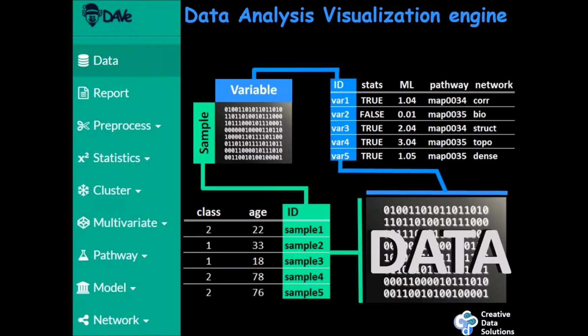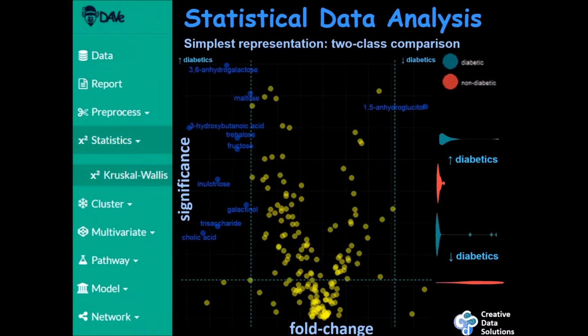I've been working on a software called DAVE, which stands for Data Analysis Visualization Engine. You can do things like conduct a statistical analysis. Probably the simplest representation of statistical analyses would be a two-class comparison. And I would argue that pretty much any complicated analysis can be reduced simply, and often is, to a two-class or pairwise comparison. So here's an example where we've compared the circulating metabolite levels between diabetics and non-diabetics.